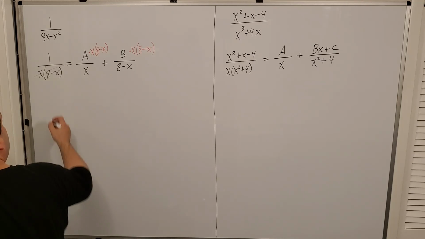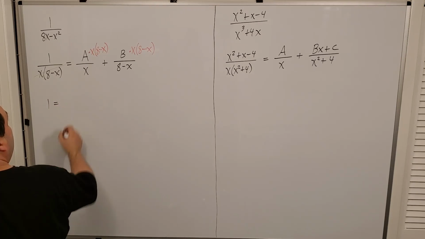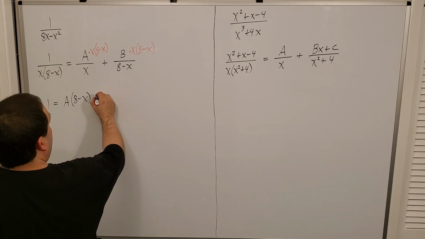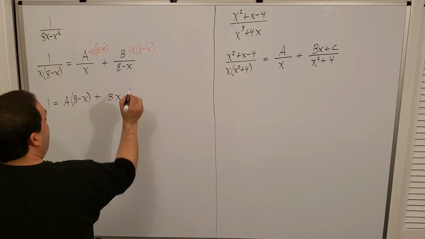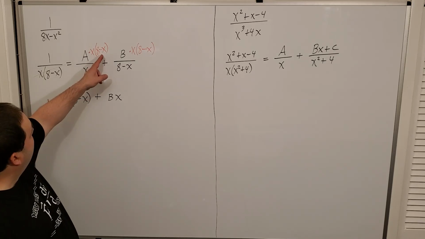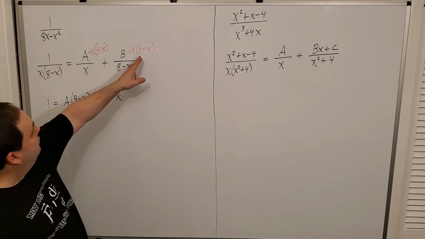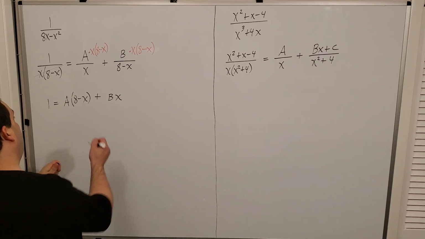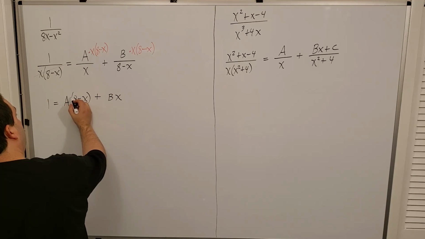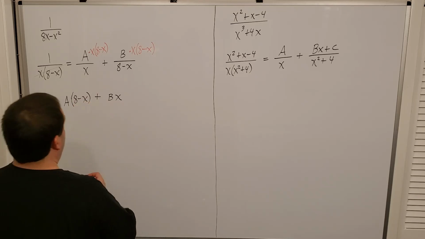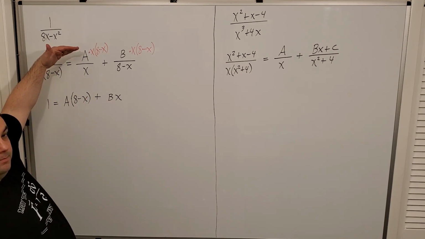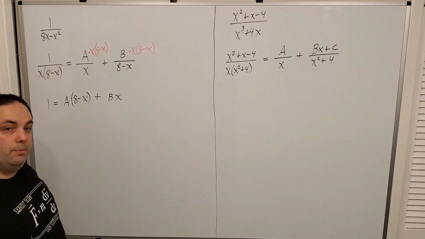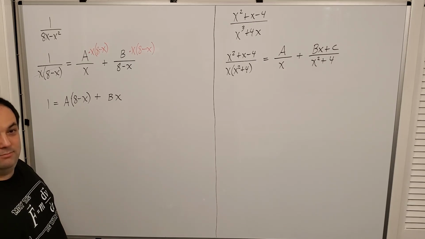So what that leaves me with is 1 is equal to a times 8 minus x plus b times x. Because notice I can reduce the x's here, and I can reduce the 8 minus x's here. And so I'm left with this equation. This equation right here is much simpler than that one, right? And I just need to figure out what my capital A and capital B happen to be.